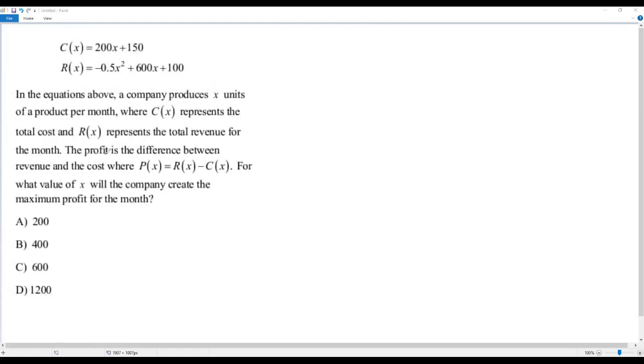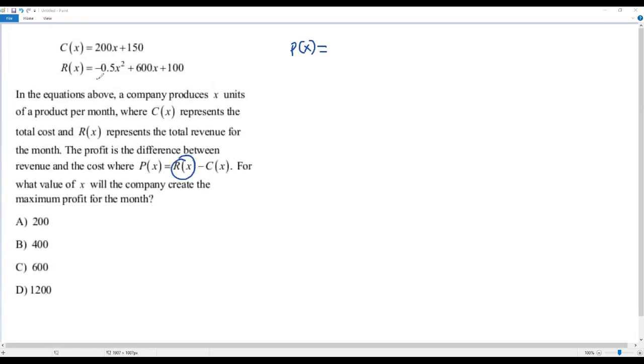The profit is the difference between revenue and the cost, where P of x equals R of x - C of x. For what value of x will the company create the maximum profit for the month? Okay, here this P of x represents a profit that can be found by finding the difference between the revenue R of x and the total cost C of x. Since we have to find the output, that is the value of x for which the company's profit is maximum, let's get the profit function using this equation. P of x equals R of x - C of x.